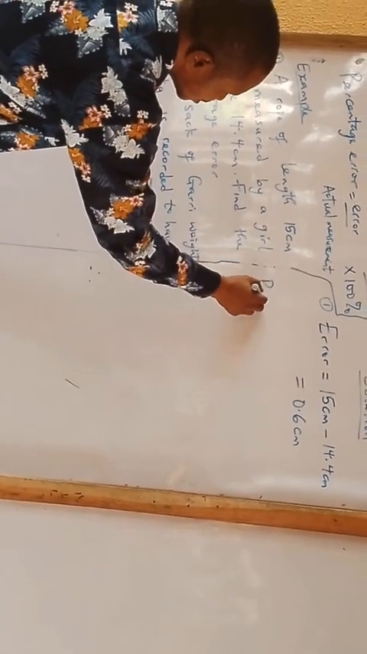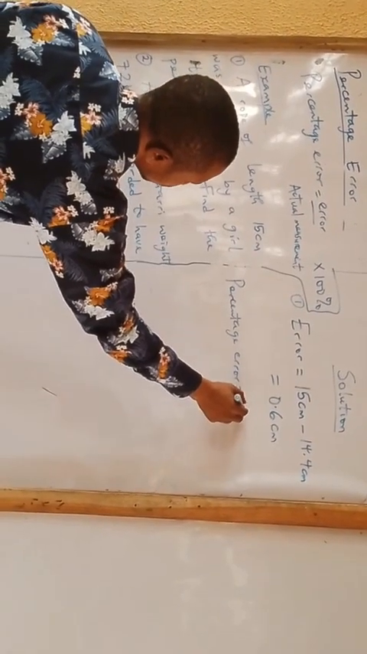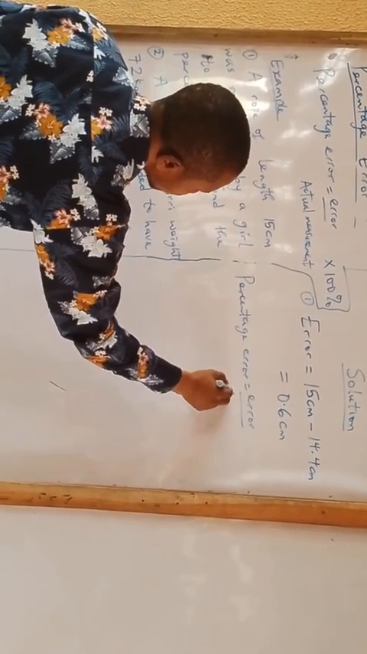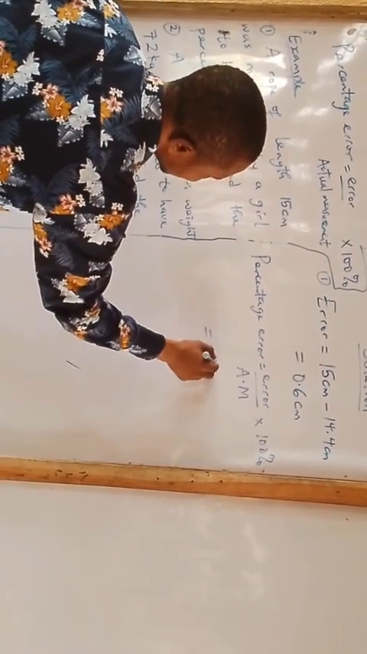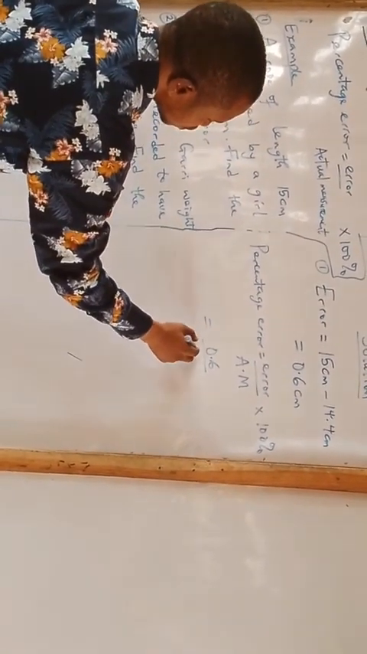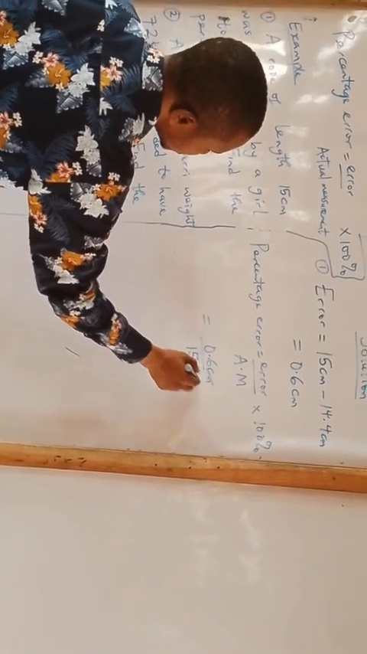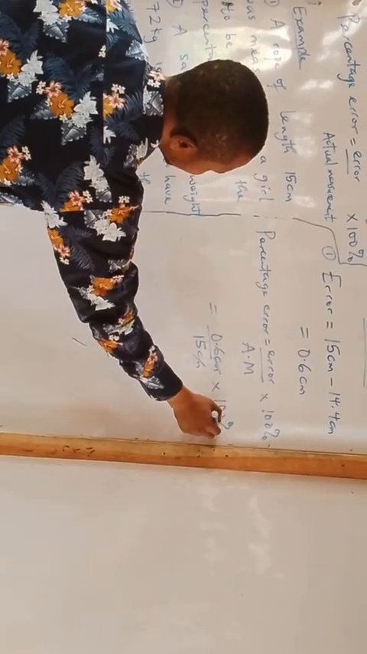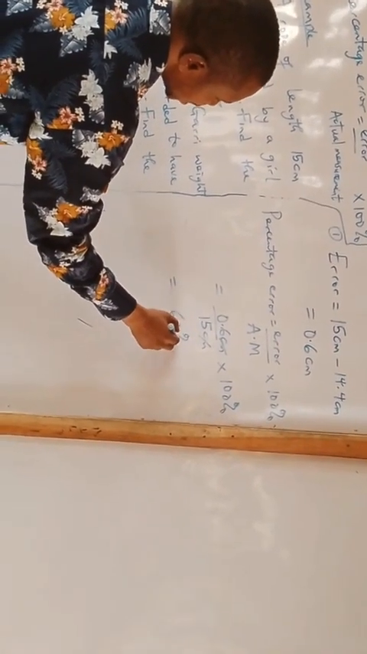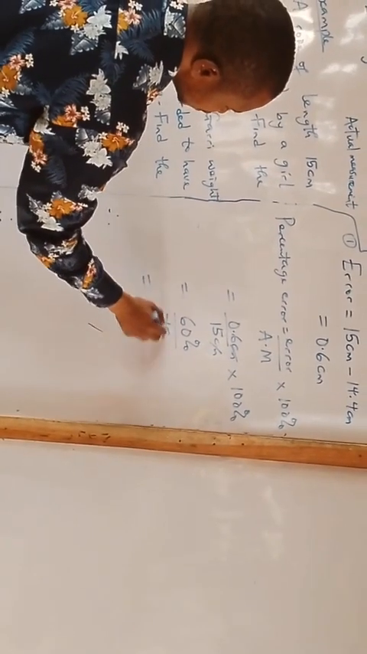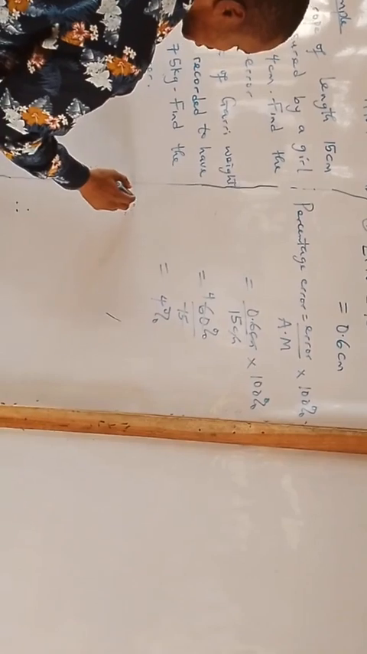The formula for percentage error is equals to error over actual measurement times 100%. The error here is 0.6 and the actual measurement is 15 centimeter. We eliminate centimeter, then we multiply it by 100%. 0.6 times 100 will give us 60% over 15. And by the time you divide by 15, you have 4%. That is the percentage error.